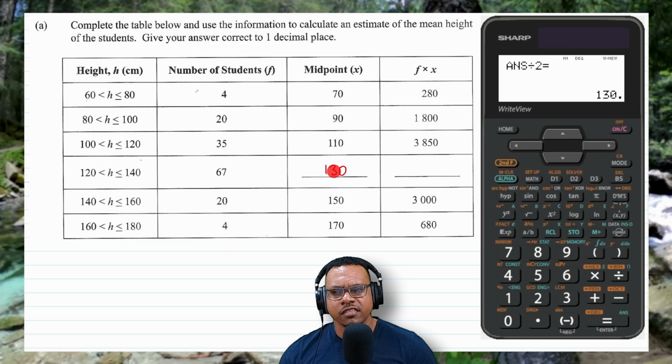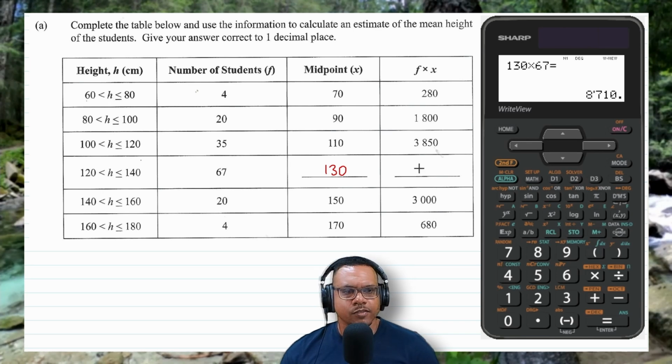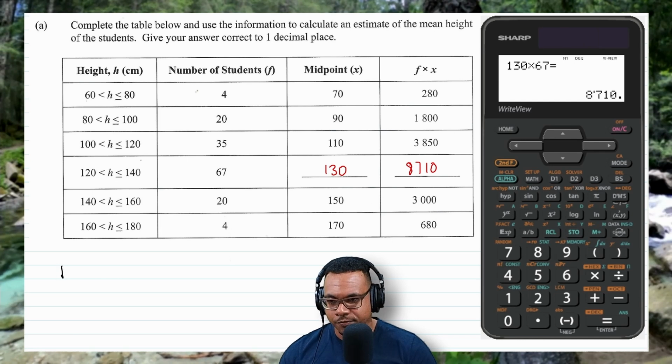And now if I multiply the 130 by the 67, that will be my f times x. So I'll be multiplying 130 times 67, and I'll get 8,710. So that's 8,710. Now in order to work out the mean for frequency data, I'll have the mean is equal to, my formula is sigma xf divided by sigma f.